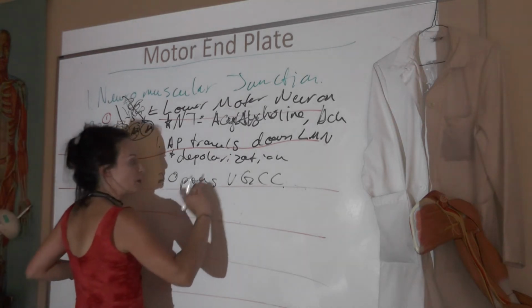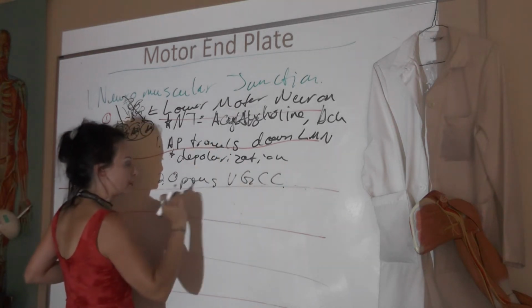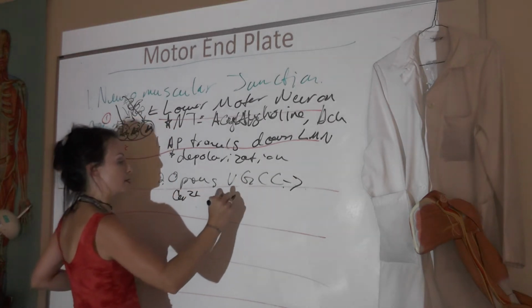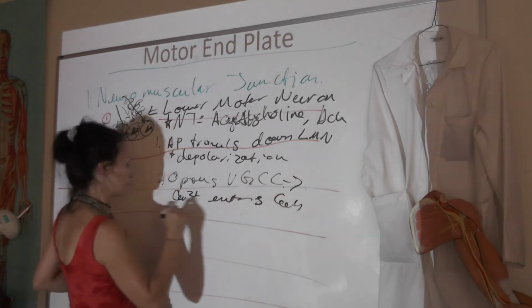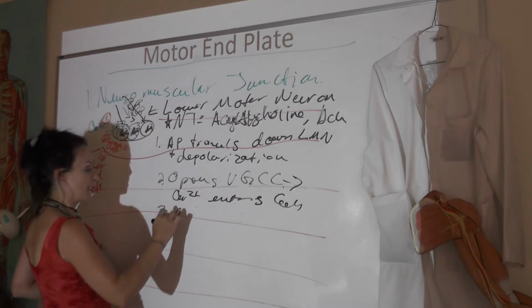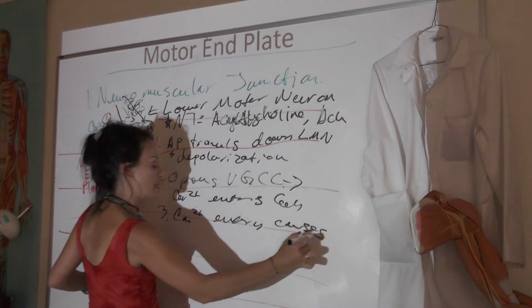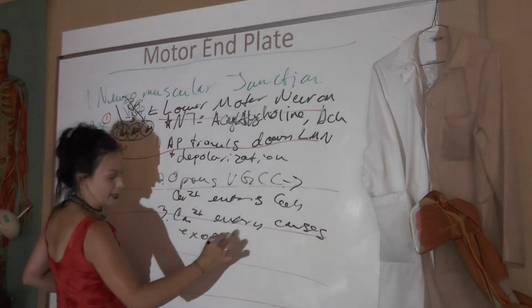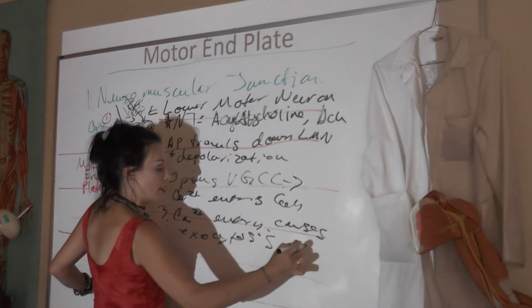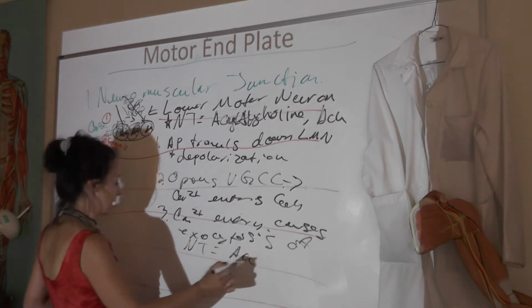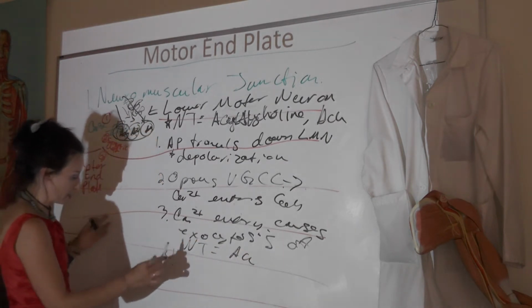So, number 2, the action potential. The depolarizing swing opens our voltage-gated calcium channels. Calcium enters the cell. Calcium entry causes exocytosis of neurotransmitter, specifically acetylcholine. I might not be doing this in the same number of steps as your book.